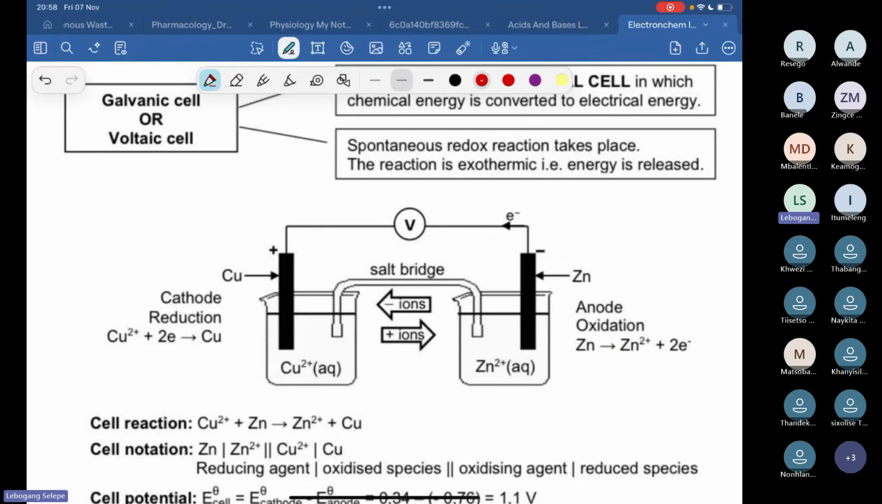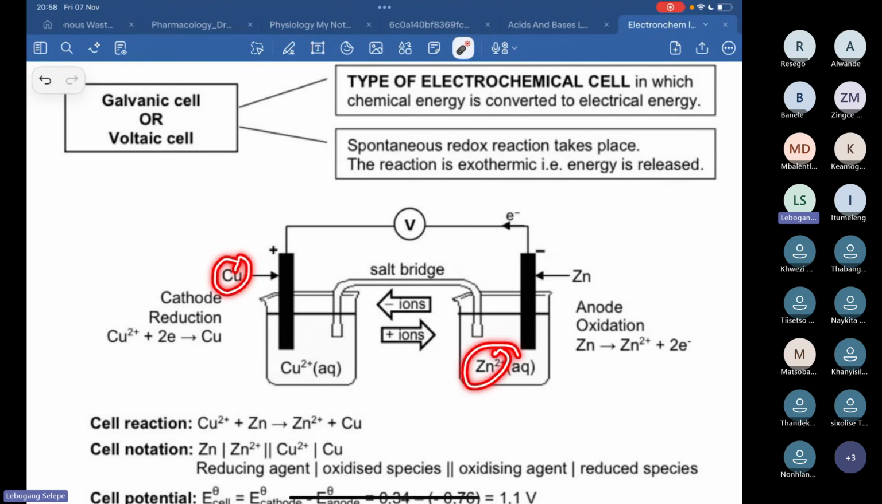What happens here is that the reaction will take place between copper and Zn2+. Remember, guys, this thing here, it's all electricity. They are all connected.